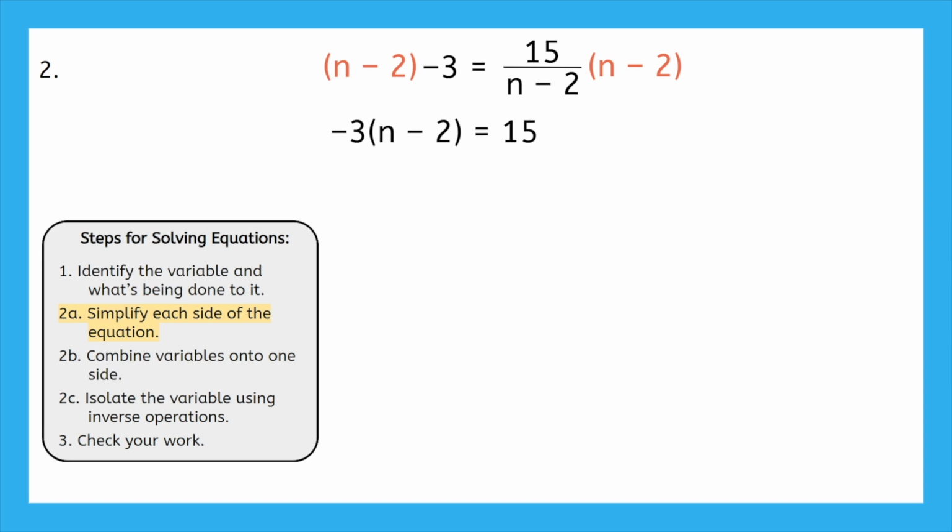We'll simplify the left side using the distributive property. -3 times n is -3n, and -3 times -2 is +6. So our next line is -3n plus 6 equals 15. You solve it from here. Don't forget to check your work. Pause and compare your work with mine.